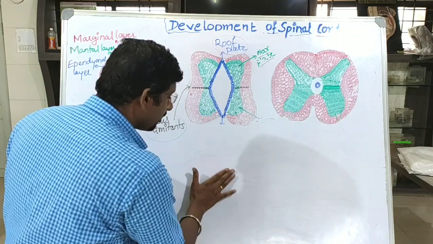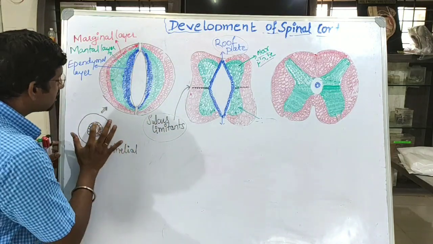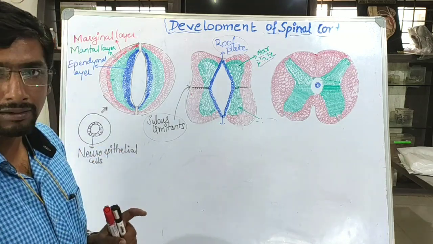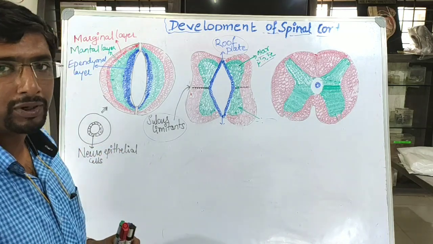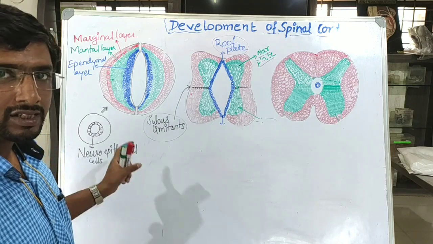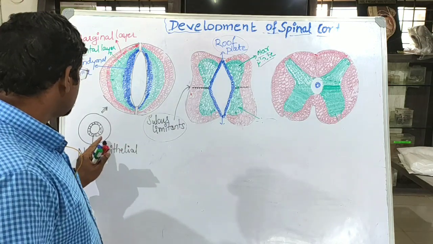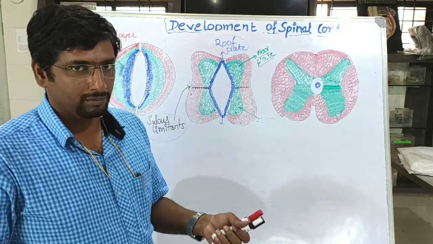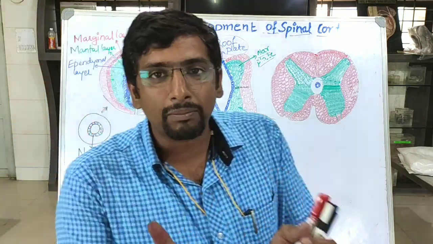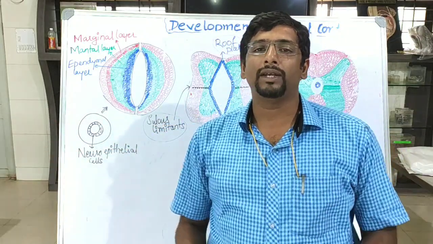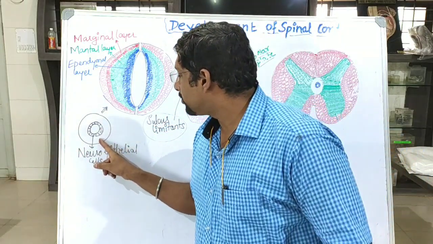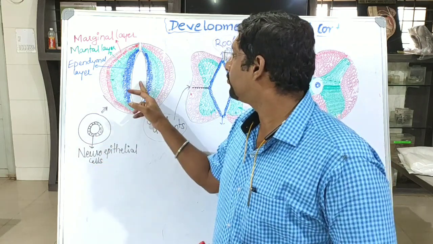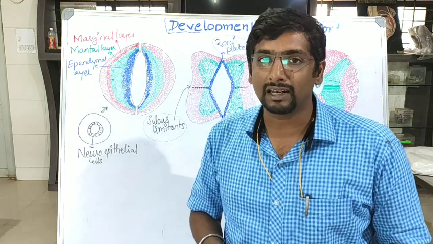See, this is the neural epithelium. The neural epithelium consists of stem cells which are going to produce a lot of structures. So what happens? These neuroepithelial cells proliferate mitotically, multiply, and create multiple layers. Here the neuroepithelial cells proliferate and form three distinct layers.